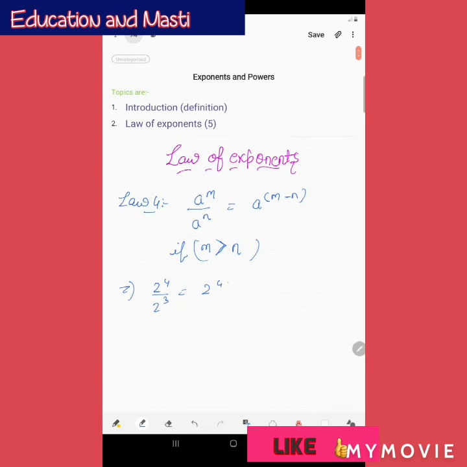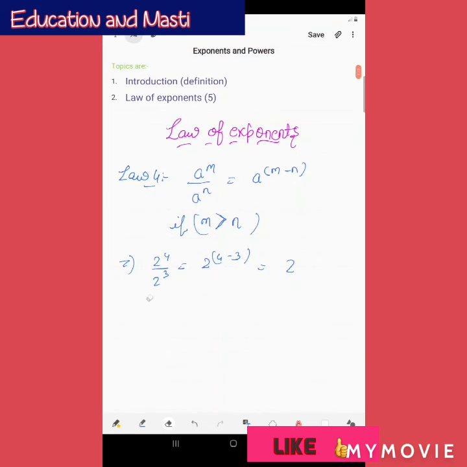So 2^(4-3) will be given to you, and then the answer will be 2 only. We don't need to write the 1, because 1 is already present. Without writing 1 also, your answer is correct. So if m is greater than n, then only this formula or this law will be applied. Now I have made you understand how this law works.